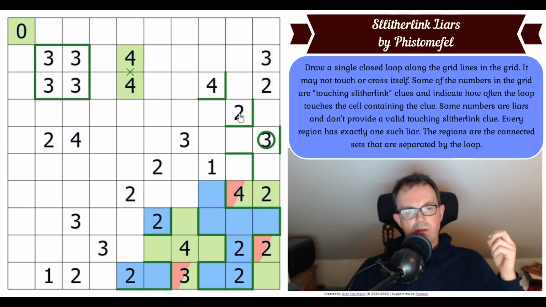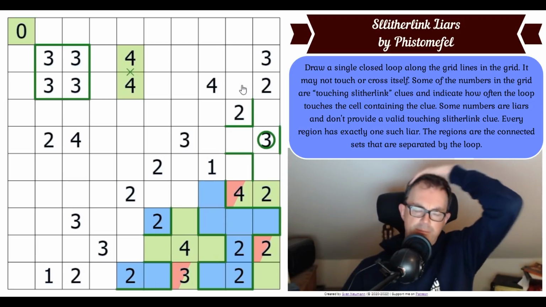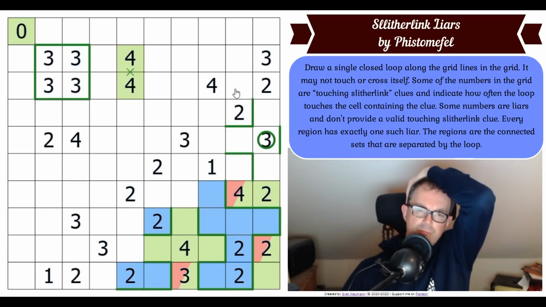No, no, that doesn't work. Hang on a minute. If this... there's something weird going on here. If this is true, this is inside the loop. This is outside the loop.